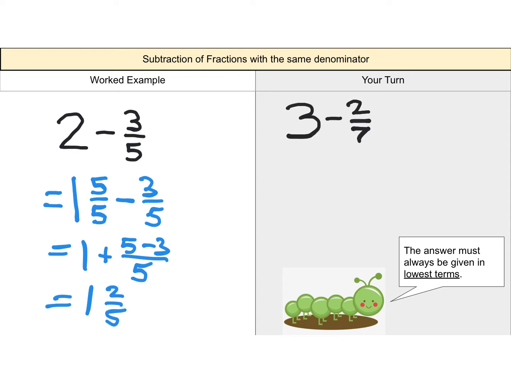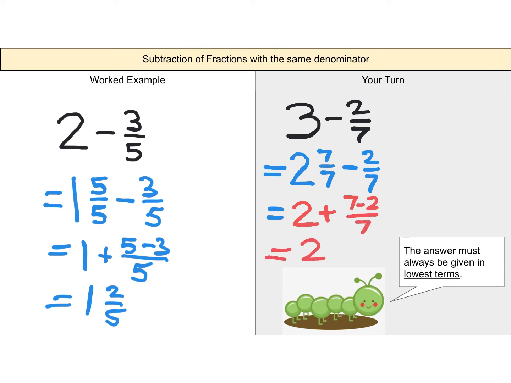Okay, now for your turn, we're going to subtract 2/7 from 3. So I'm going to borrow one of the numbers from 3, and I'm going to change it into 7/7. And now that I've done that, try to solve it. Okay, so I can now write this as 7 minus 2 over 7, which is going to be 2 and 5/7.